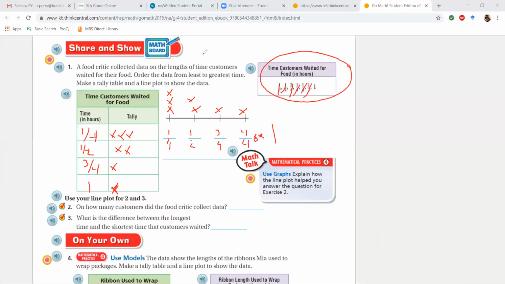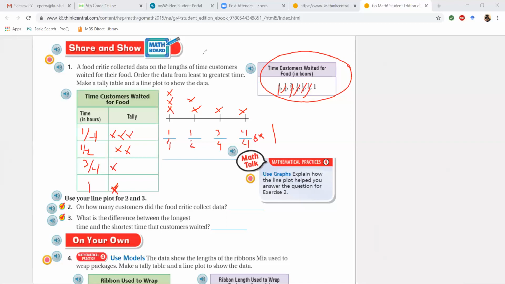Okay, so let's answer these 2 questions. Question number 2. How many customers did the food critic collect data on? So, don't overthink this, okay? Just count your X's. How many X's do you see? Because those X's represent the customers that the Food Critic collected data on.